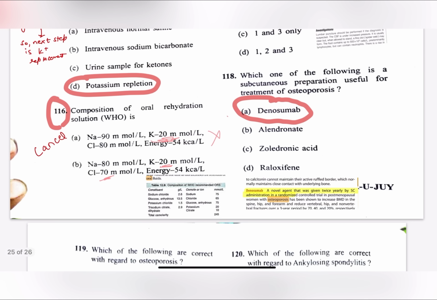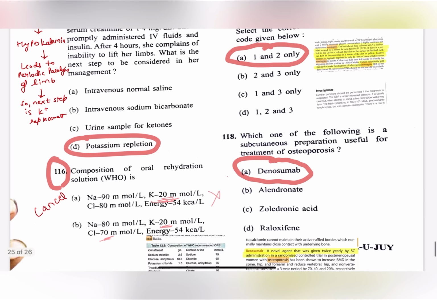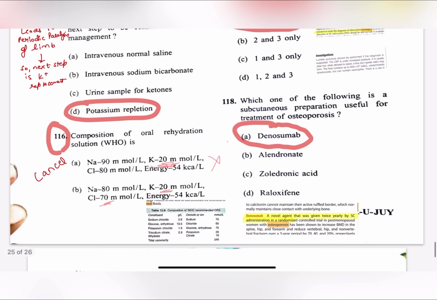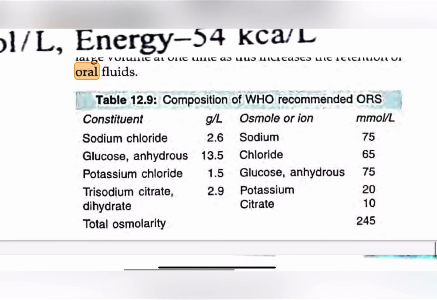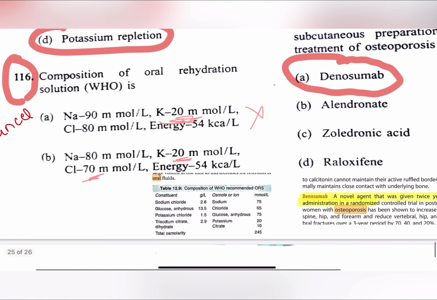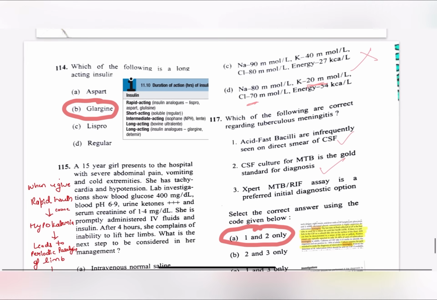Next question is the composition of oral dehydration solution. This question is going to be cancelled because both B and D are correct in this case. It happens every year in the UPSC CMS. Three to four questions every year get cancelled because of a mistake in their options or in the question language. So let's see what the composition is. Sodium 75, chloride 65, glucose 75, potassium 20 and citrate 10. So all the options are wrong. Basically either it should be B or D, but both options are the same, so this question is going to be cancelled.